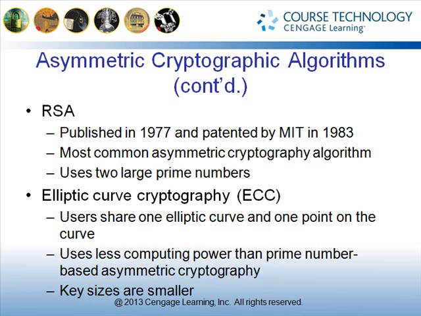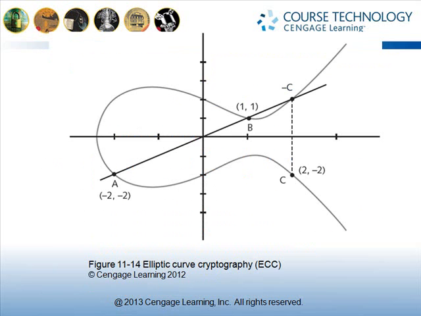Elliptic curve cryptography, ECC. This was first proposed back in the mid-1980s. Instead of using two large prime numbers, as with RSA, elliptic curve cryptography uses sloping curves. One of the benefits of it is it uses less computing power than prime number based RSA, and the keys are smaller. Here's an illustration of how that ECC might look.